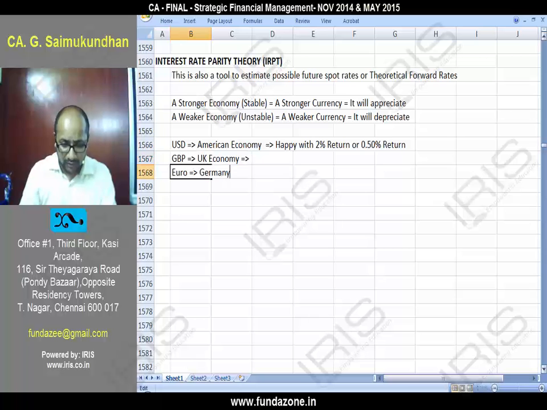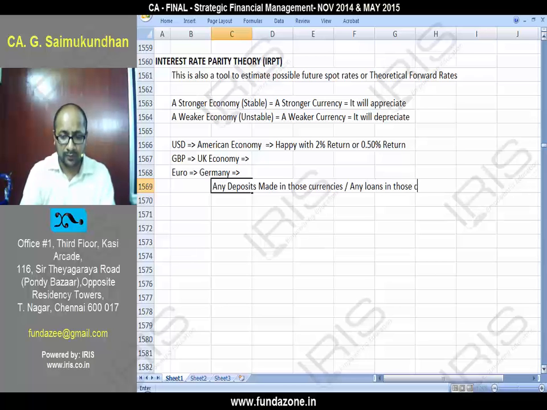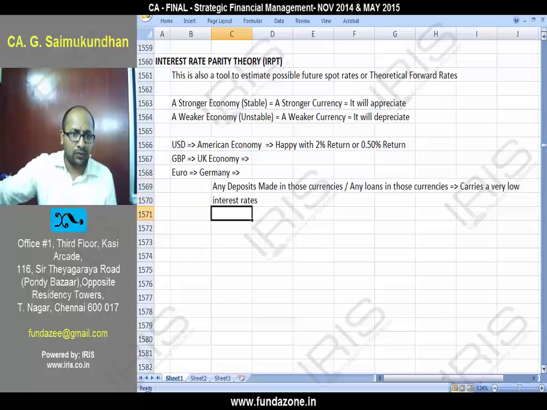At this point, I will notice one common thread happening around all these countries. Any deposits made in those currencies, or any loans in those currencies from the respective country, you will find carry a very low interest rate. Very low interest rate. So when the ECB guidelines were pretty recently updated, sometime in May 2011, if I am right, or January 2011, the whole external commercial borrowing guidelines were updated. The Indian government imposed an upper limit of LIBOR plus 275 basis points. 275 basis points is 2.75%.